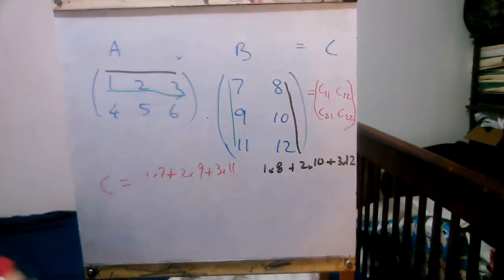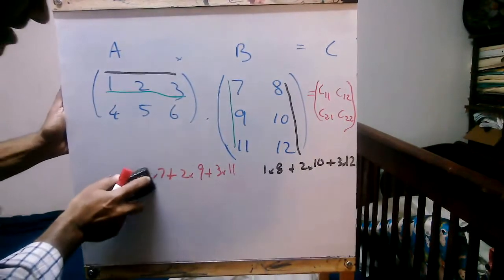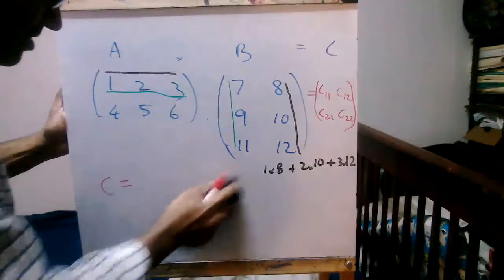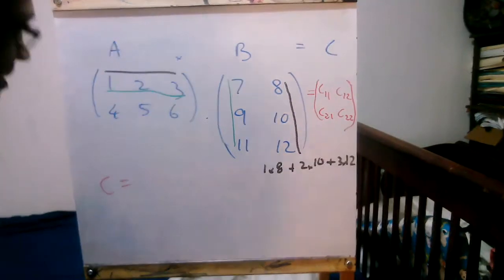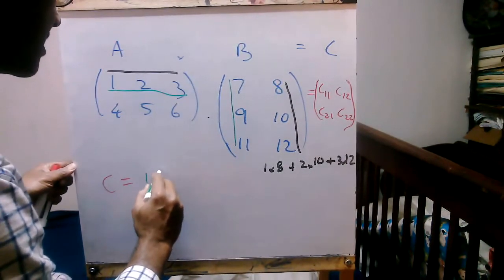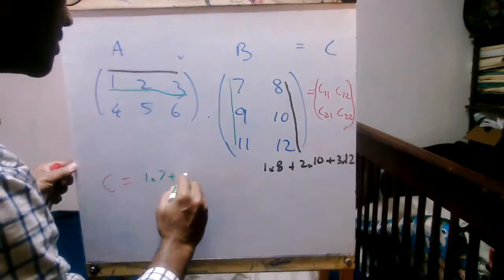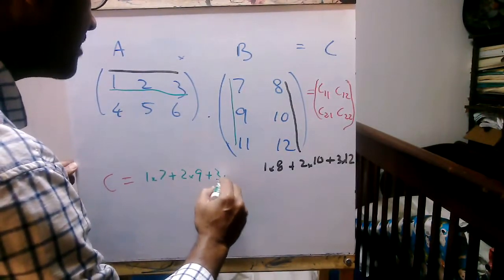Okay, I could have written in green this green line multiplication. I'll change it to green so you can recognize this easily. This was 1 times 7 plus 2 times 9 plus 3 times 11.